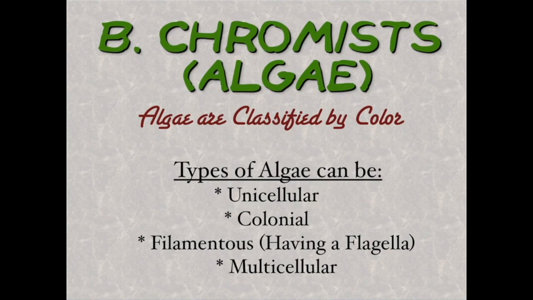These are photosynthetic. Remember, protozoa are heterotrophic. Algae, chromists, are autotrophic. Now, many types of algae are multicellular. They look like plants, but others can be unicellular. And because these are unicellular, when they congregate together, they will form a colony, not a tissue.